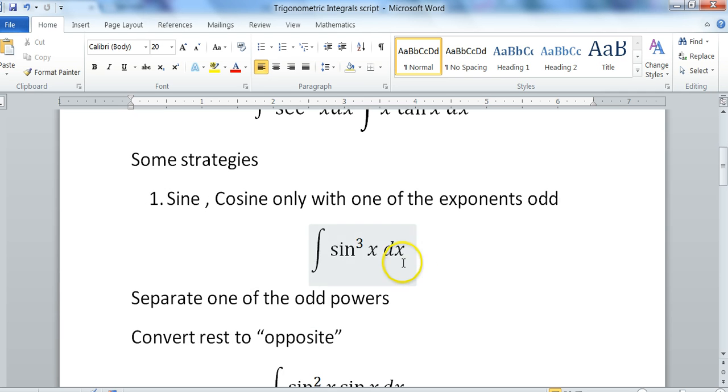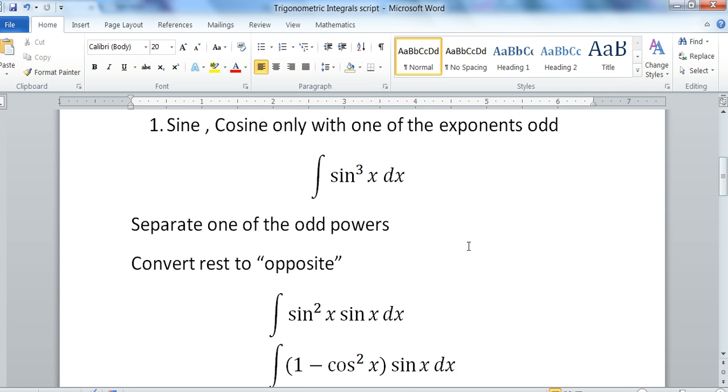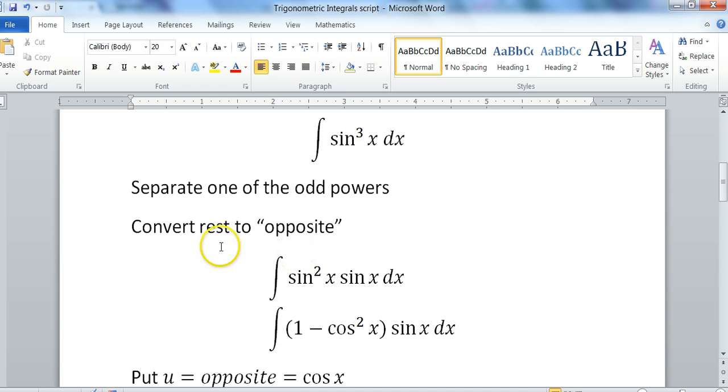So now one method that we have is to separate one of these powers. We have the cube here and we separate it out. So we have sine cubed, and now we took one of them out and put it at the end, sine x, and then we are left with sine squared. Next is to convert the rest to the opposite. When you convert the rest to the opposite, the sine squared becomes 1 minus cosine squared, and the sine x is still there.